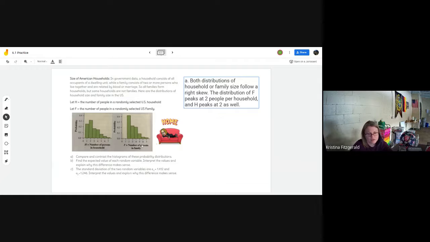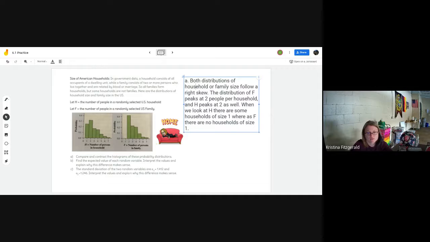So they're pretty similar in terms of where they're peaking and in their shape, but we can also say there's one difference. When we look at H, or household, there are some households of size 1, whereas for F, there are no families of size 1.